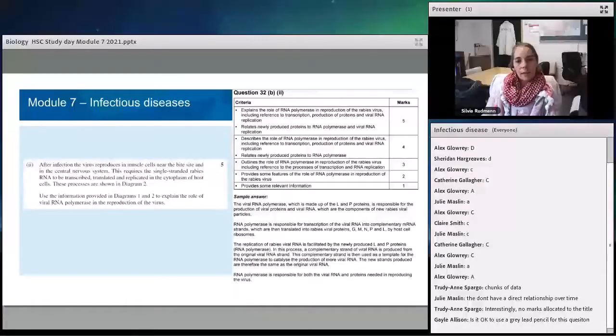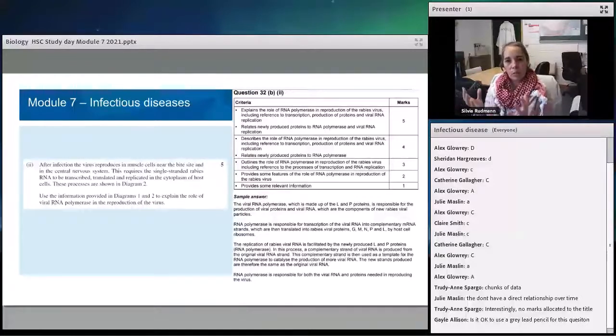So the marking criteria in this was 5 markers, and it says explain the role of the polymerase in reproduction of the rabies virus, with reference to transcription, production of proteins and viral RNA replication. So you have to interpolate what you learned in protein synthesis to viral reproduction. That is the interrelatedness of the thing. So you need to think outside the square when you are learning these things.